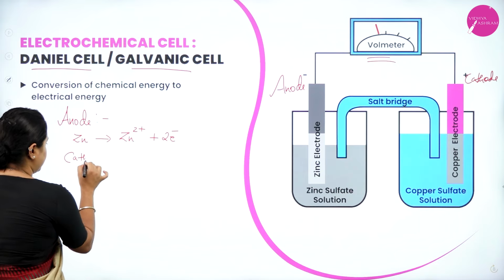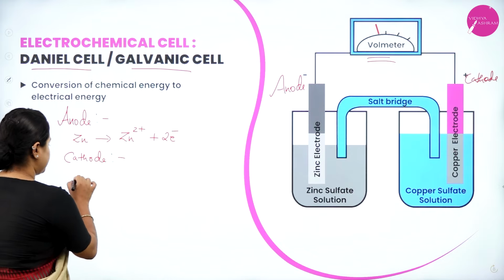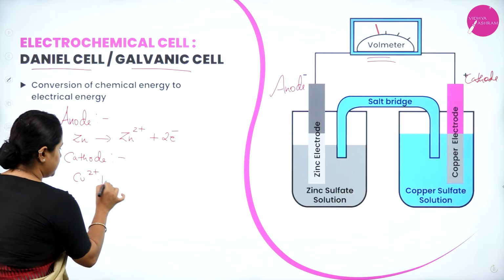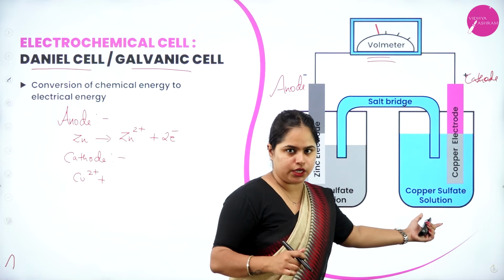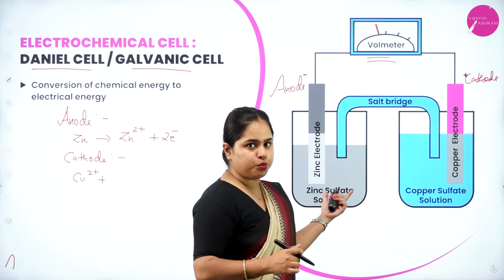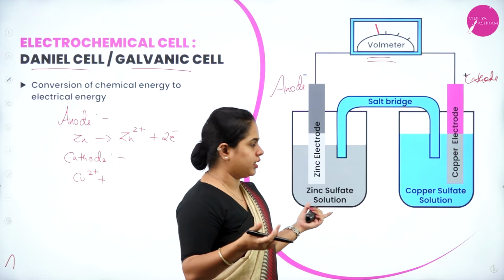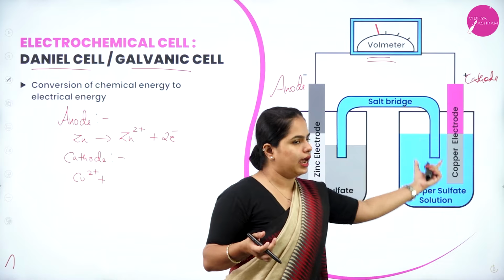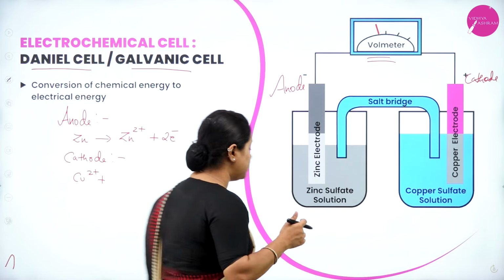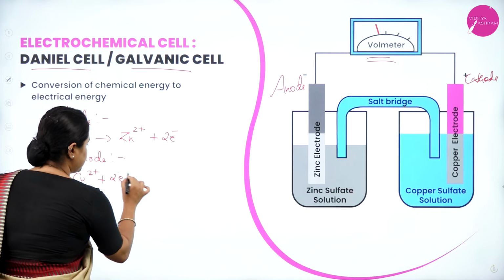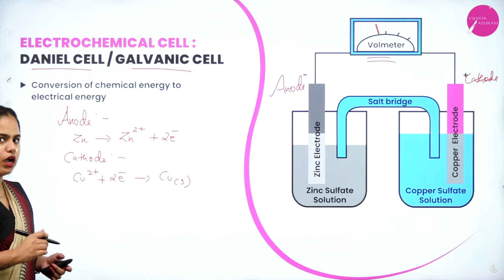Now you have the cathode in which reduction is going to take place. You have Cu2+ that is already present in the copper sulfate solution, and the electrons produced by the oxidation of zinc will pass through this wire and reach here, and the Cu2+ ions will accept these 2 electrons and form Cu solid, that is your copper metal. I hope it is clear.